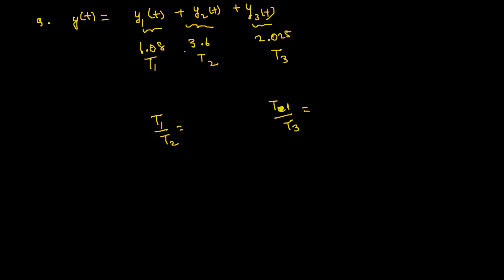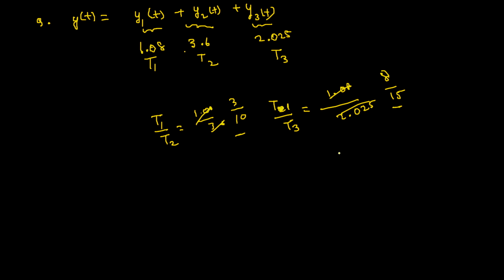So here, let's say we have t1 and we have 1.08 divided by 3.6. This is clearly 3 by 10. And here we have 1.08 divided by 2.025. This comes out to be 8 by 15. So since 3 by 10 and 8 by 15 both are rational, we can say yes, the periodicity does exist.